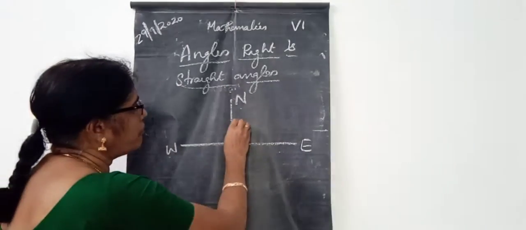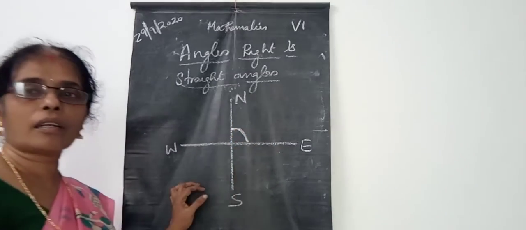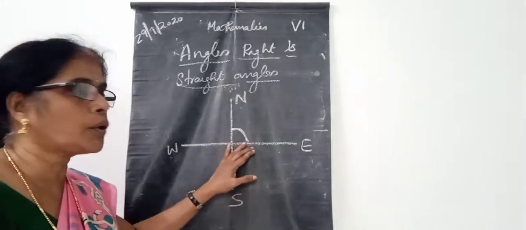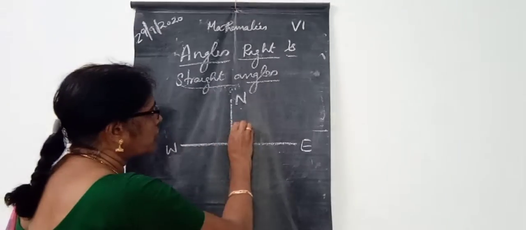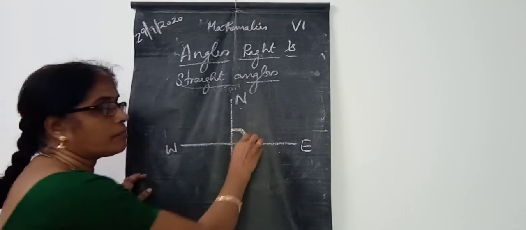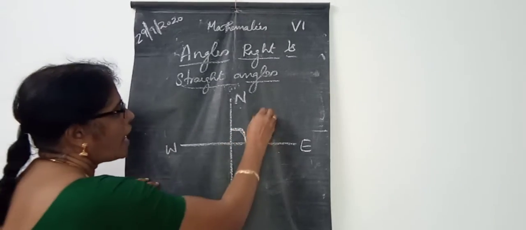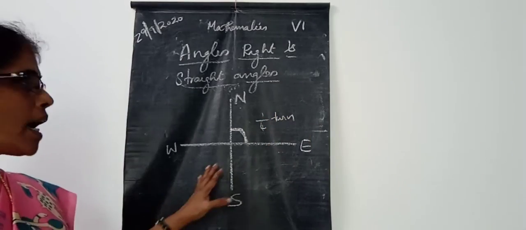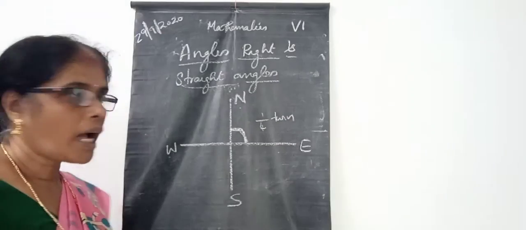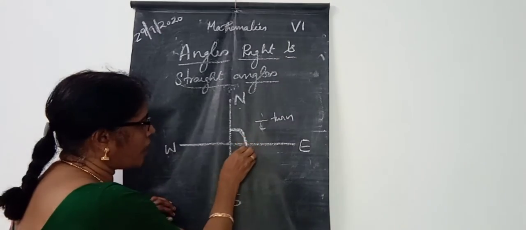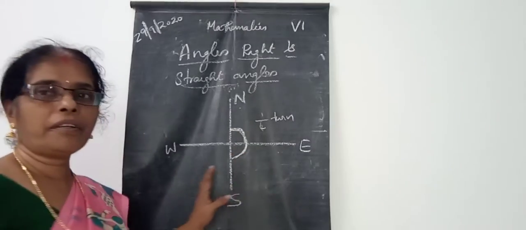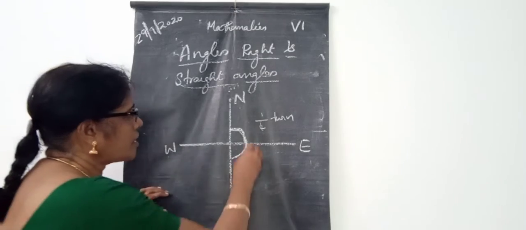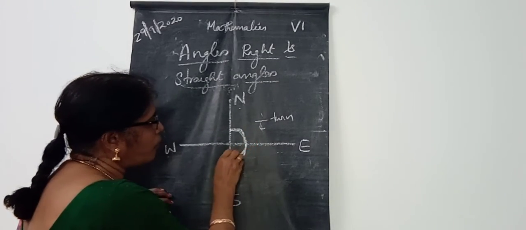And if we turn clockwise from north to east, that is a 1 by 4th turn. This one is one right angle, and that is a 1 by 4th turn. And if we turn again from east to south, that is also one more right angle.